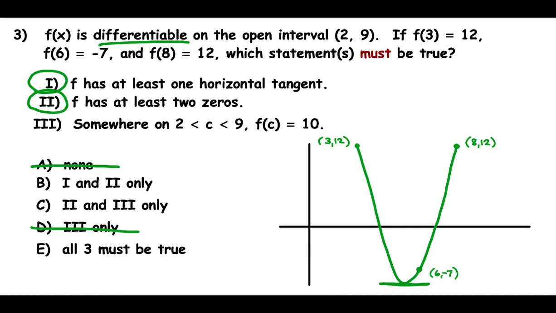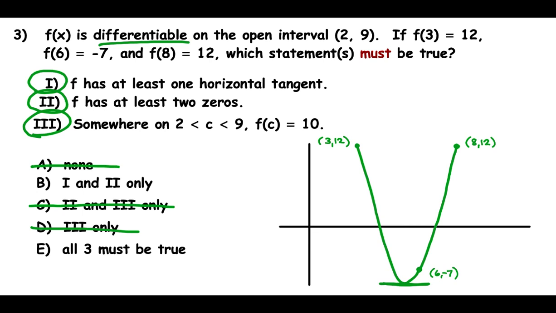So that means that, actually, since 1 was already true, I should have gotten rid of choice C, so that's also out. It's down to B and E. So let's see if Roman numeral 3 is true or has to be true. It says somewhere between 2 and 9, f of c is 10. And that is going to be true as well.